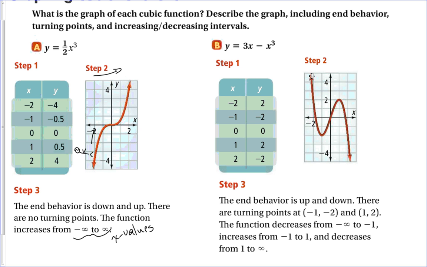Now the function, if you're walking here, you would decrease from negative infinity to -1. You would increase from -1 to 1, and then you would decrease from 1 to positive infinity. All right. So like I said, for increasing, decreasing, just imagine you're walking on the curve, and that will let you know if you are increasing, decreasing, or what's called constant. If you're not moving up or down, you're constant. You really won't see that though with polynomial functions, the constant part.